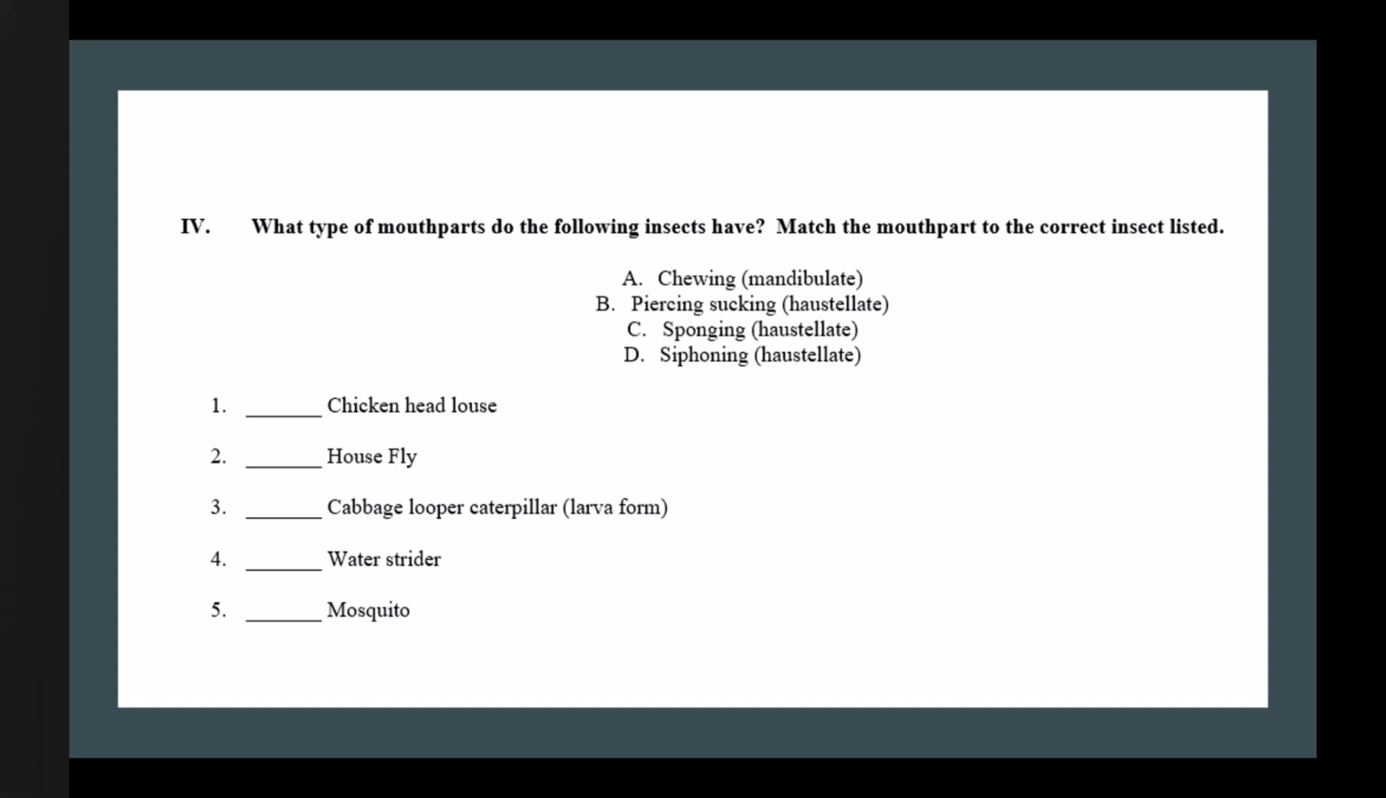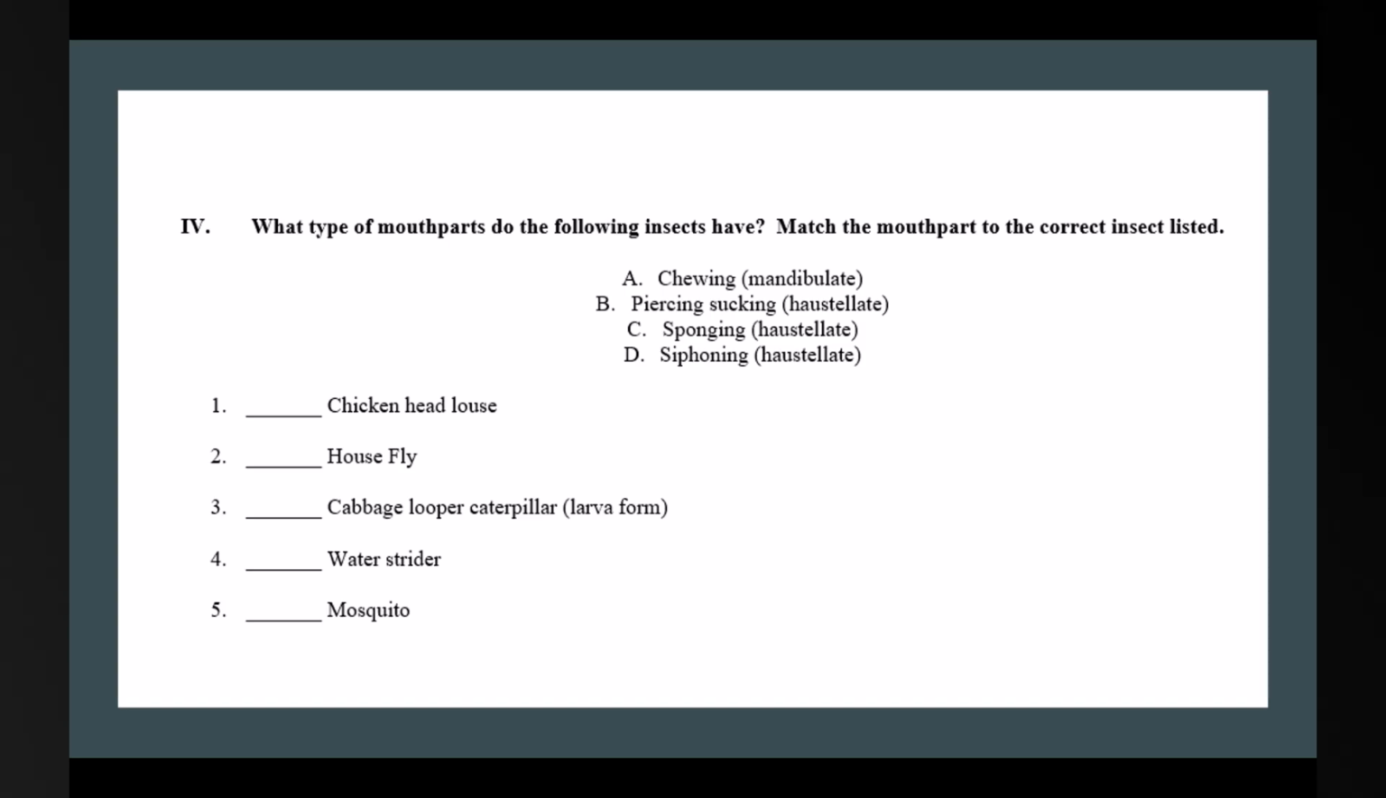Knowing the types of mouthparts that an insect has is something that you need to know for the 4-H contest. An example of how this might be given to you on the contest is through a matching question like this, where you're given a list of either orders or common names, and you're asked to match what type of mouthpart they have. So for chicken head louse, which is now the chewing louse, these have chewing mouthparts.